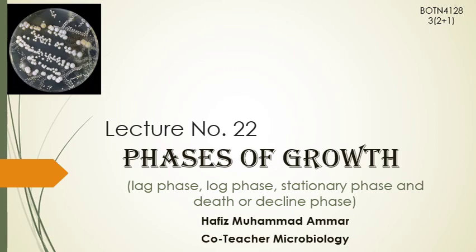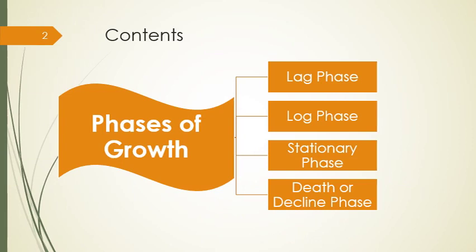Today, lecture number 22, we will discuss phases of the growth, which will include lag phase, log phase, stationary phase, and a death or decline phase. Bacteria are prokaryotic organisms that most commonly replicate by the asexual process of binary fission. We have already discussed in previous lectures. Binary fission and other cell division processes bring about an increase in the number of cells in a population.